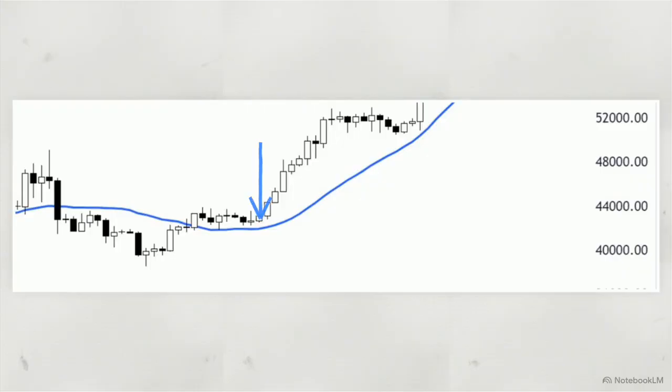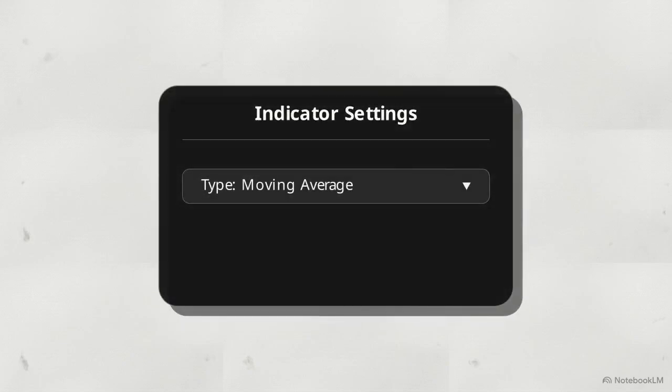This chart shows a single blue line smoothly cutting directly through the volatile, jagged clusters of price candlesticks. This is a moving average. It calculates the average price over a specific number of periods, smoothing out the erratic daily movements to reveal the asset's true trajectory. Before we build the system, you have to make a choice.